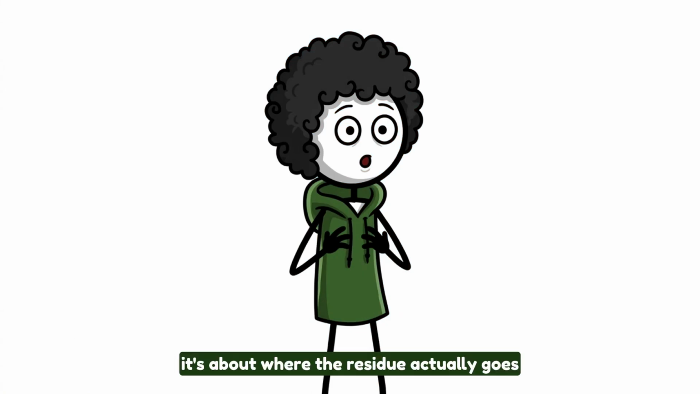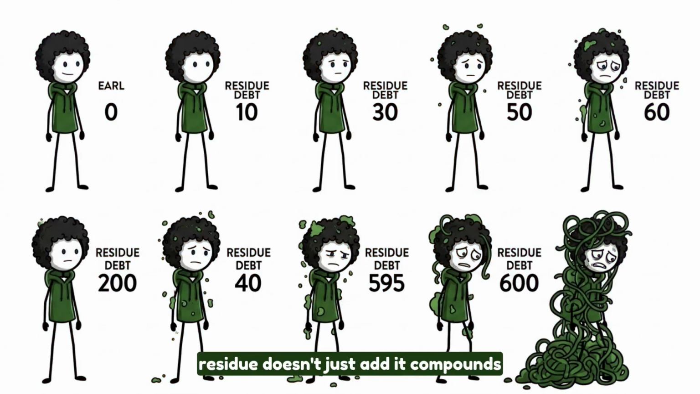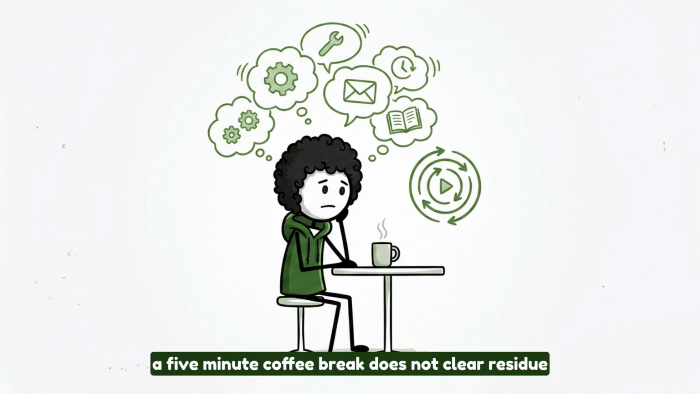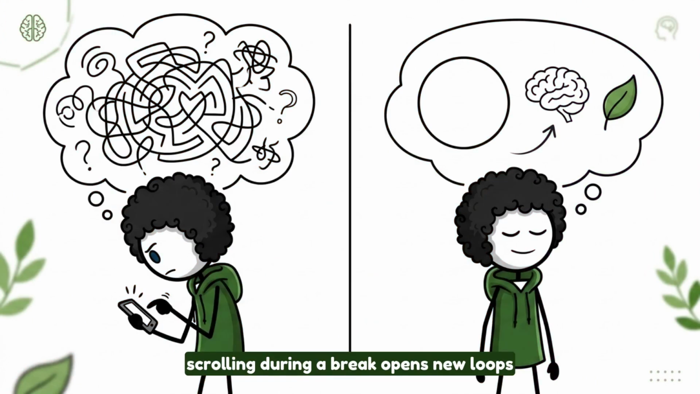It's about where the residue actually goes. Residue doesn't just add, it compounds. Each new switch adds to existing residue already present. A 5-minute coffee break does not clear residue. The loops remain open. You return the same. Scrolling during a break opens new loops. You return with more residue than you left with.